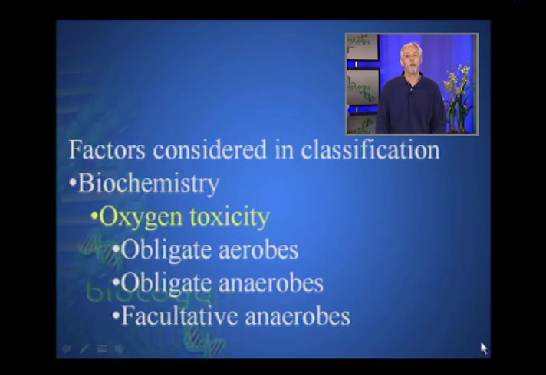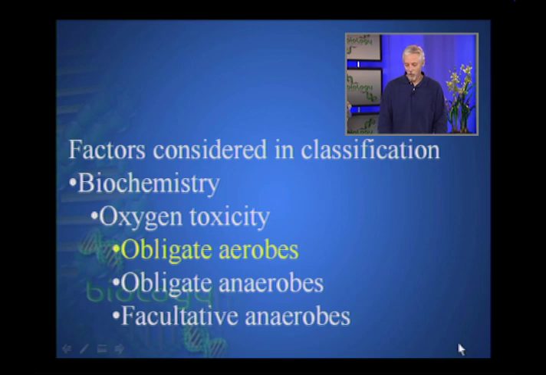Okay, now again, continuing with other aspects of biochemistry that we may consider in classifying organisms, one would be the tolerance or toxicity of oxygen. So some organisms, like ourselves, are considered obligate aerobes. And here, aerobe is a reference to oxygen. Obligate means that you have to do it or have to have it. So an obligate aerobe would be an organism that has to have oxygen to survive.